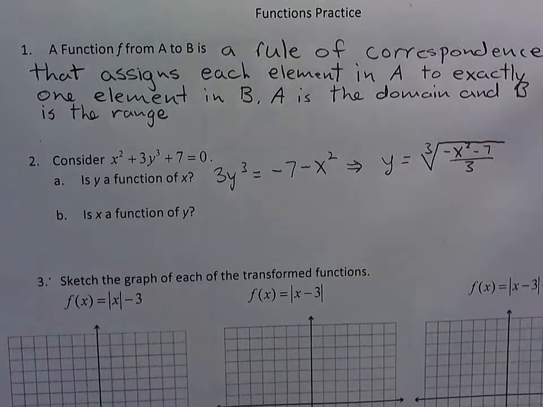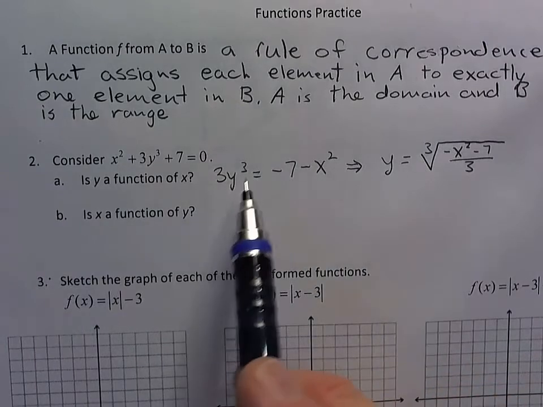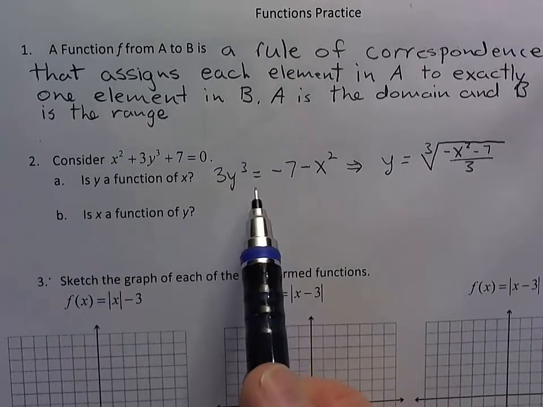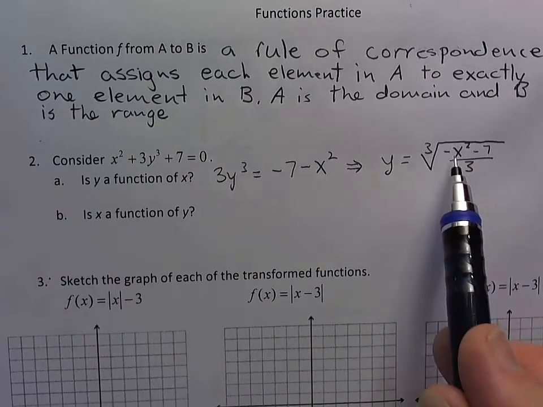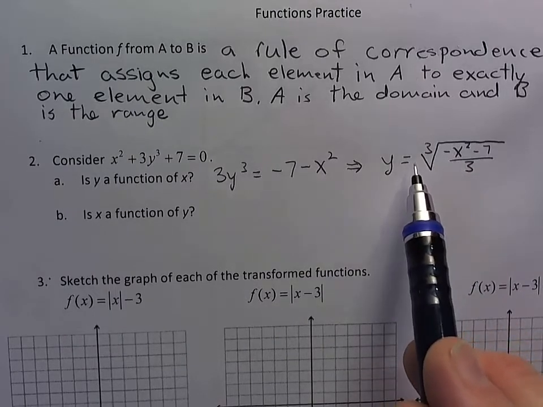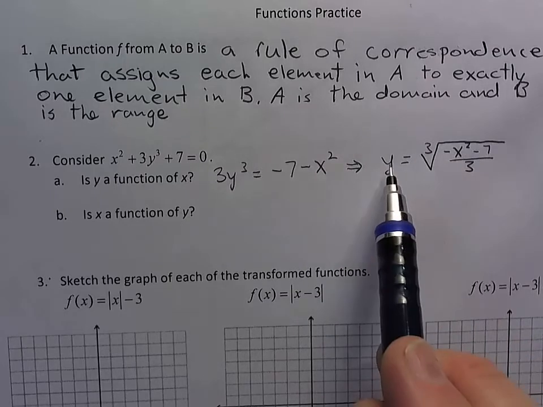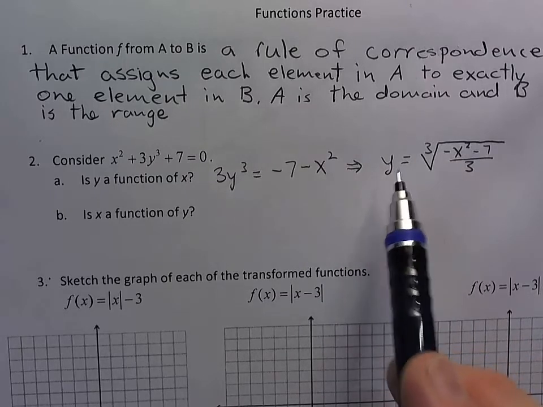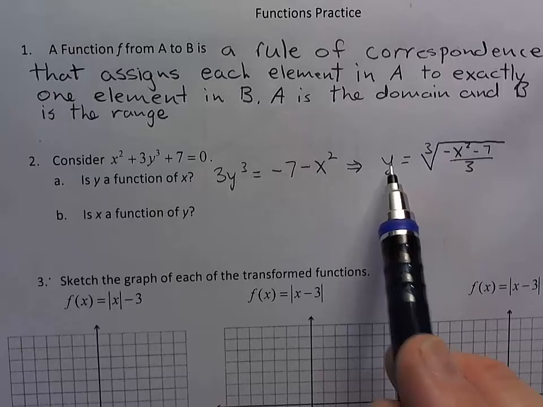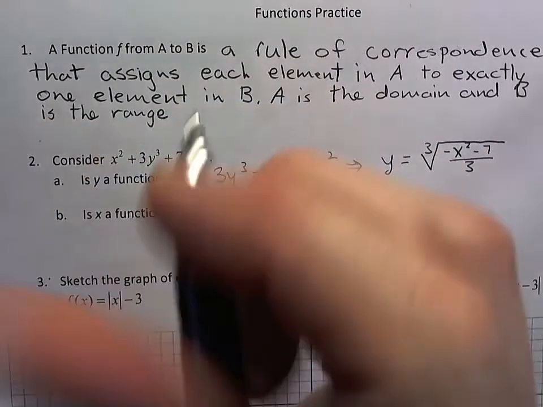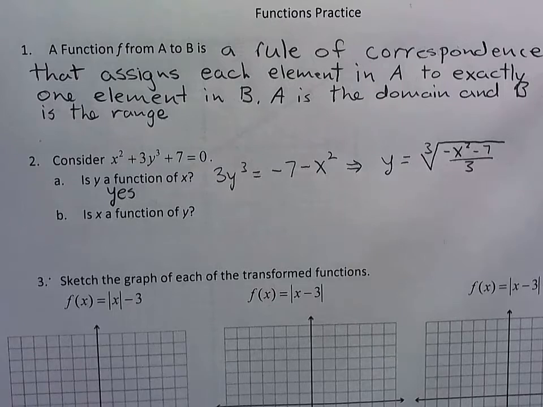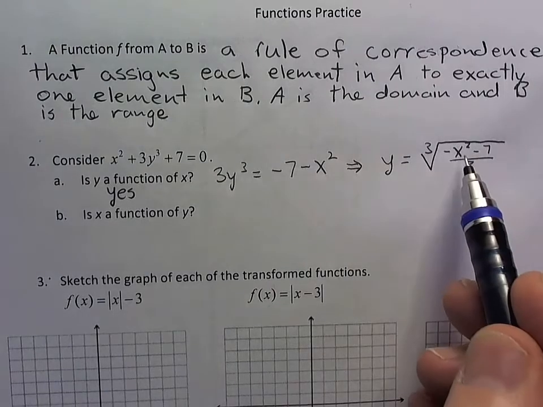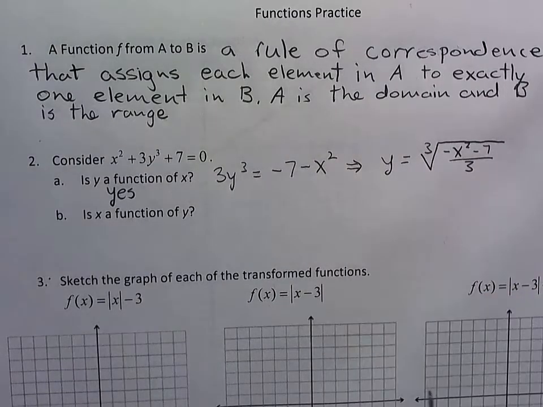Now, when you get a situation like that, notice when I've got y cubed equals something, I can just cube root both sides. And notice, every x I put in here, you just get one y out. That's because we were taking an odd root of this y. So when you get this situation, you say, well, yes, y is a function of x. See? Because if I put in an x here, I just get out one y.